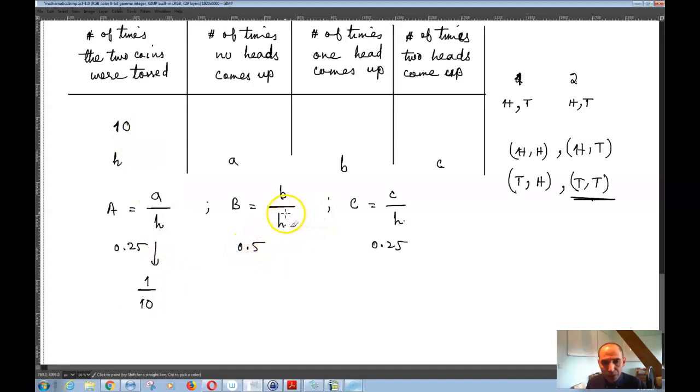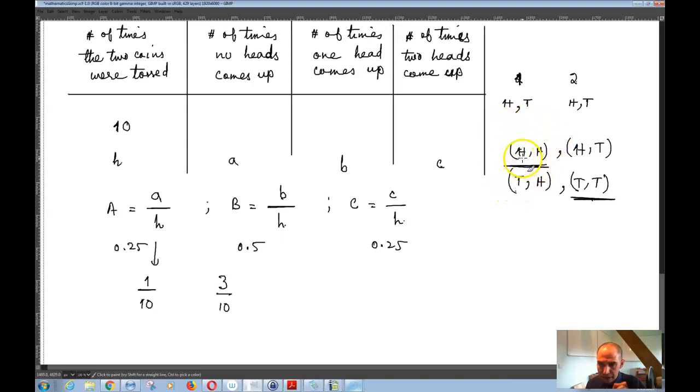So again, for the case B, which is B divided by H, is the number of times one head comes up. So one head comes up would be 1, 2, and 3, three of these cases. So I can take that number 3 and divide it by 10. I would get 3/10, which is much closer to 0.5. And over here again, the number of times that two heads come up is only one possible case.